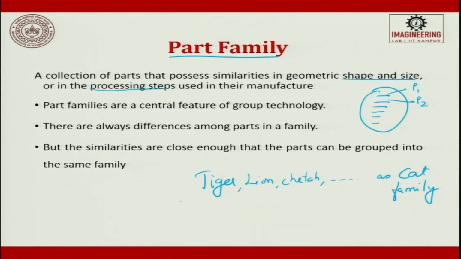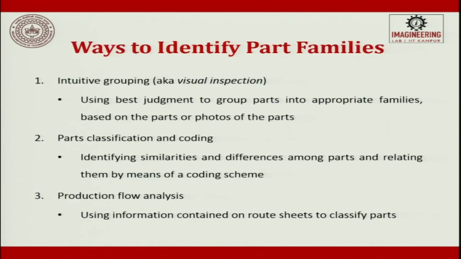Look at it, four legs are there and we put all of them, they have a tail, all of them, but individually if you see, all these fellows have different variations. So, a family has some similarity, but part to part you can have variation. What are the different ways to identify a part family?